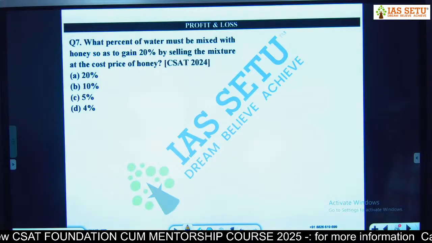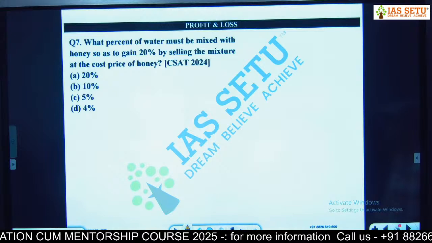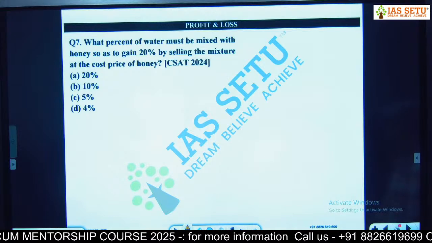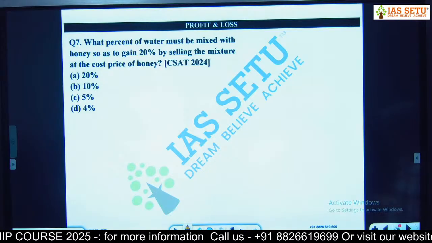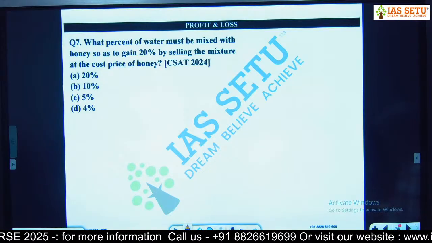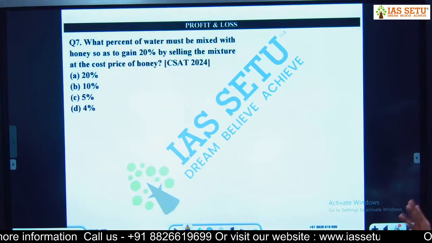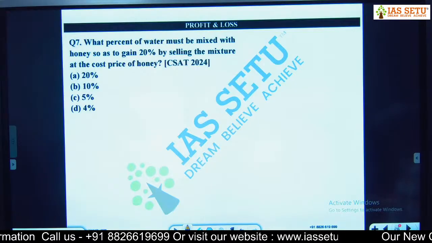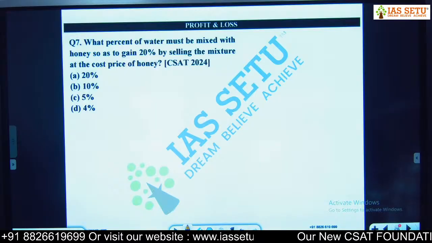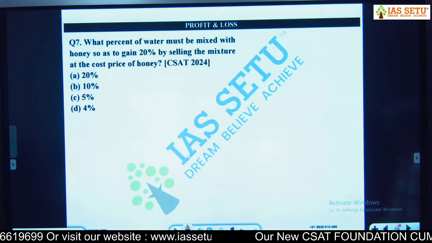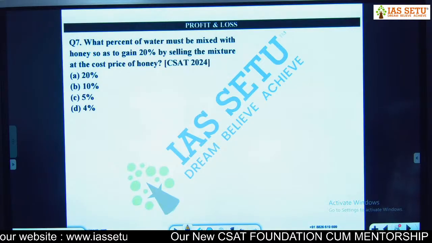What percent of water must be mixed with honey so as to gain 20% by selling the mixture at the cost price of honey? ये सेम मिल्कमैन वाला क्वेश्चन है. A milkman used to have water in milk and still make a profit of 20% selling the mixture at cost price of the milk. मैं cost price पे बेच रहा हूँ but still I add water. So this question is of adulteration. Here this person is doing adulteration, adding water, that's why I make profit.